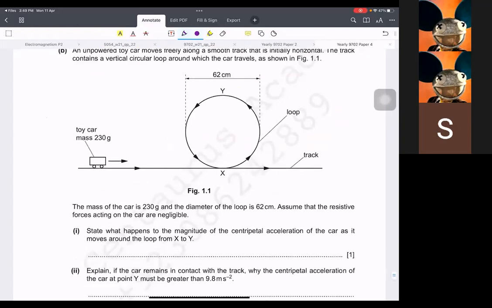Now going to this one. State what happens to the magnitude of centripetal acceleration. So I just want to tell you people that when you go from like here, naturally it will be larger, here it will be smaller. So from x to y, it should decrease. That is because the resultant force decreases. That's all.